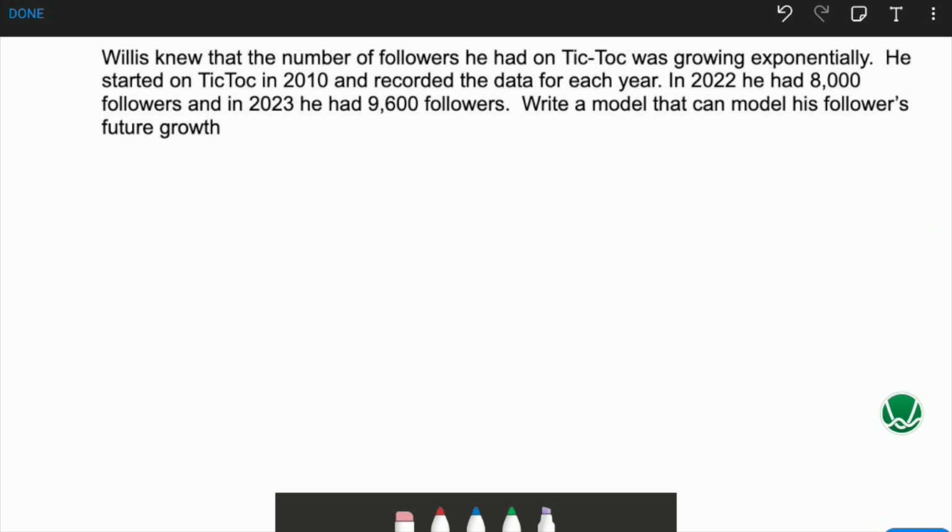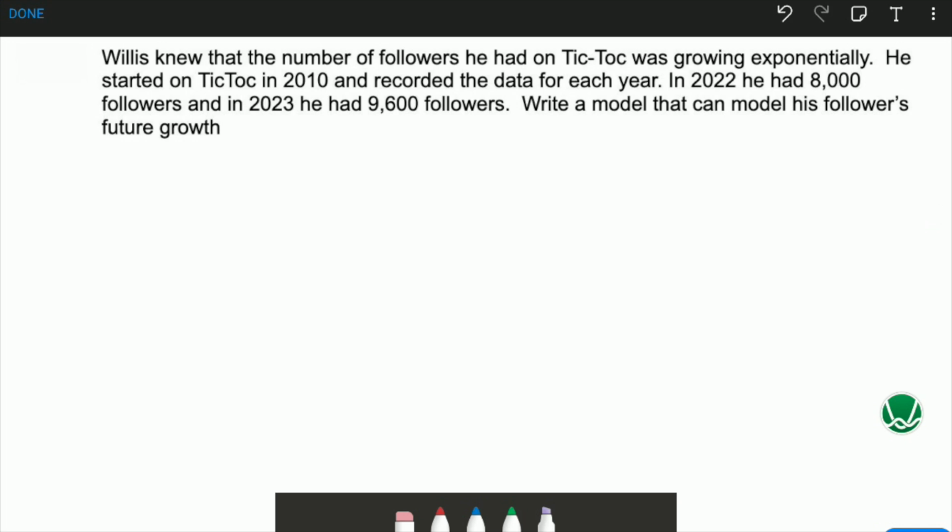So in this example, Willis knew that the number of followers he had on TikTok was growing exponentially. He started on TikTok in 2010 and recorded the data for each year. In 2022, he had 8,000 followers. In 2023, he had 9,600 followers. Write a model that can model his followers' future growth.